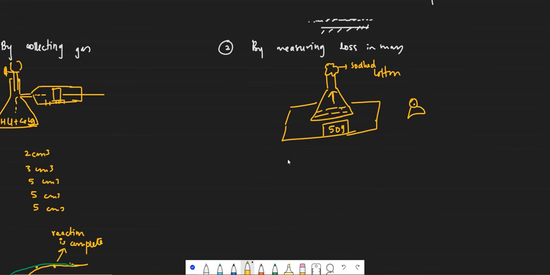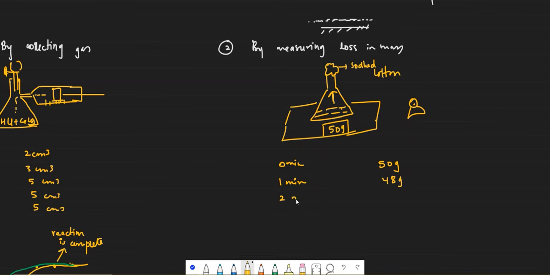Let's plot it. At 0 minutes, the grams were 50. After 1 minute, the reaction started to happen. Then after 1 minute has passed, the grams reduced to 48 grams.